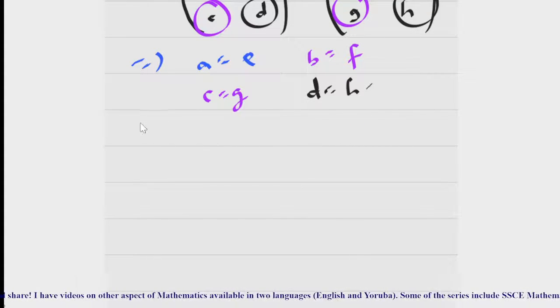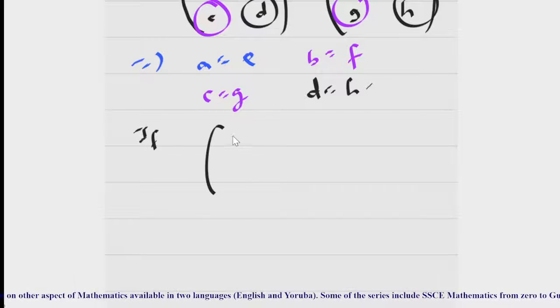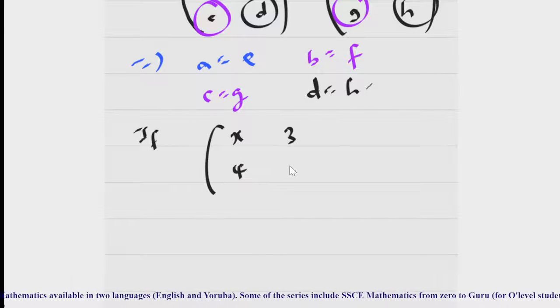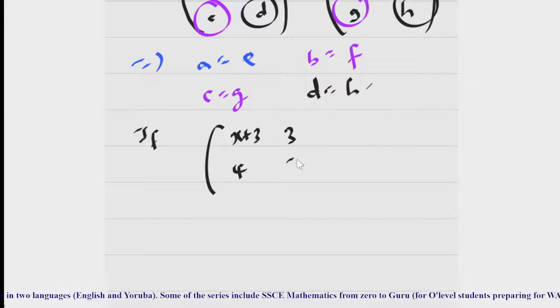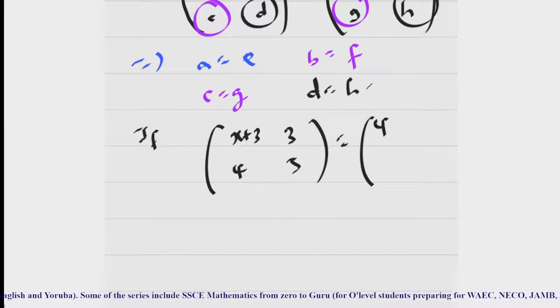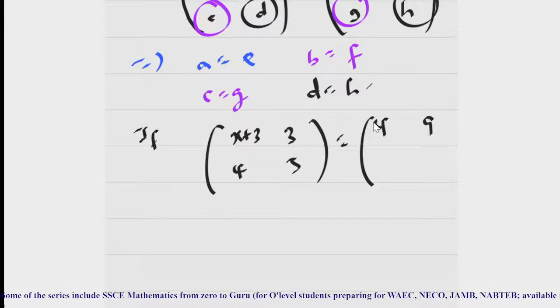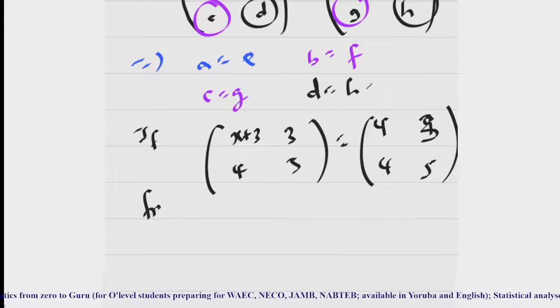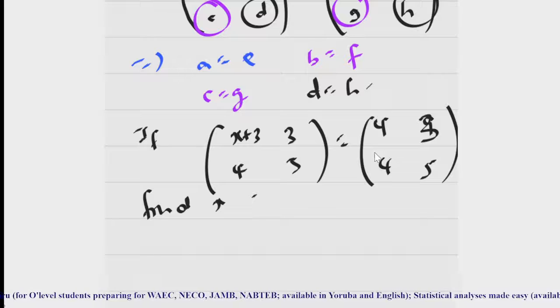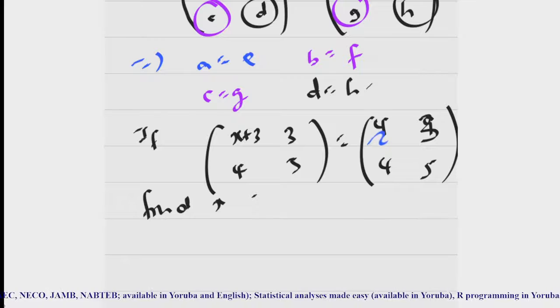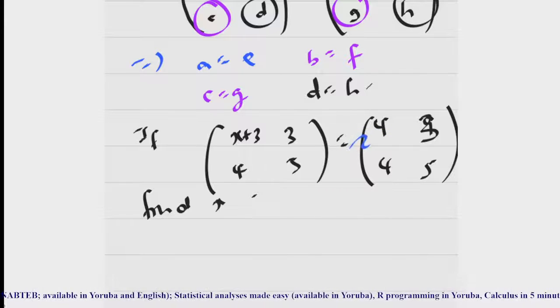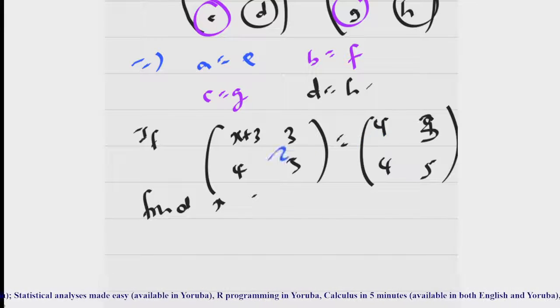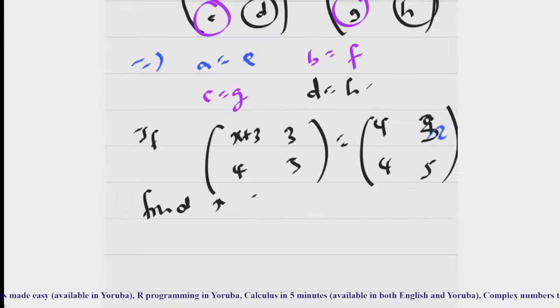Example: if x plus 3, 3, 5 is equal to 4, 3, 4, 5, find x. You understand now? Find x. This is not difficult to do. We know that these two matrices are equal. So if their corresponding elements are equal, in essence, before two matrices are equal, their order must also be the same. You consider this matrix of order 2, this also a matrix of order 2.